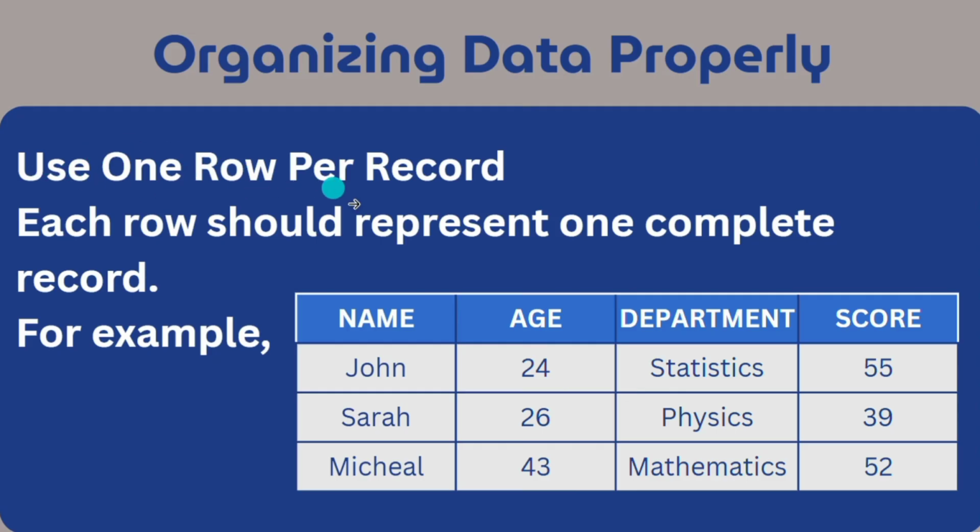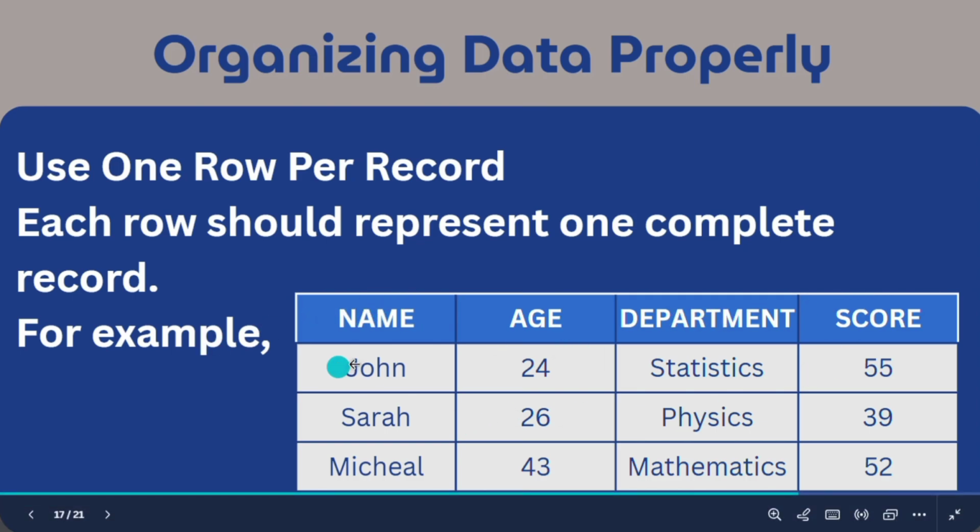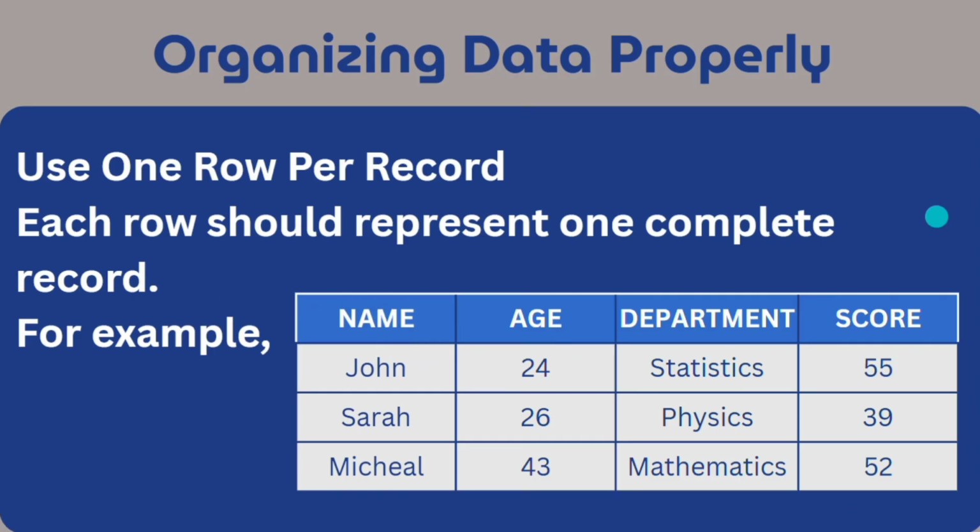So use one record per row. Each row should represent one complete record. For example, name, age, department, statistics. By the time you look at it, everything here belongs to John, everything here belongs to Sarah, everything here belongs to Michael. You don't have to write it scattered. You can easily follow up your table.